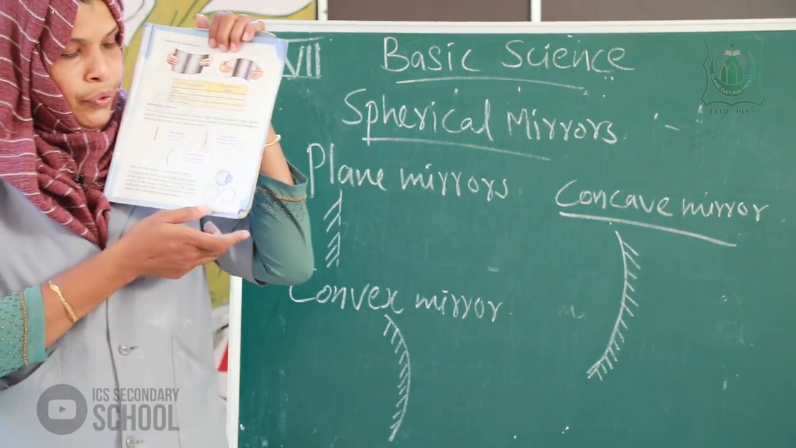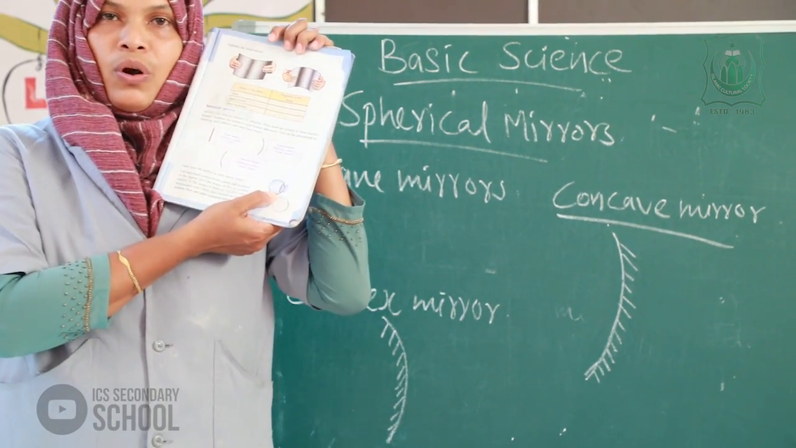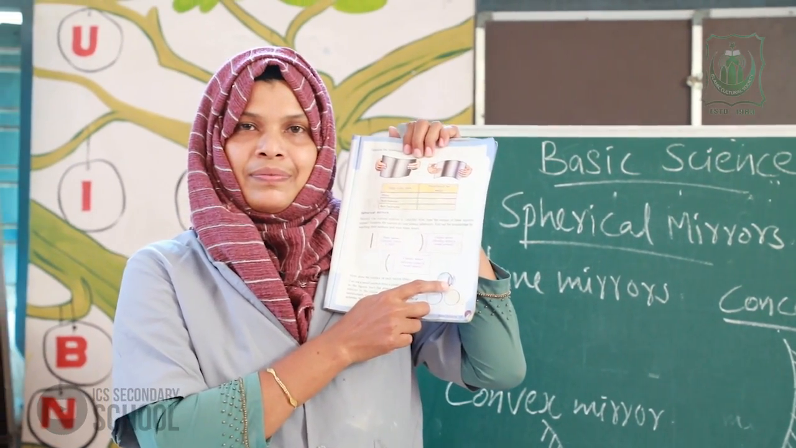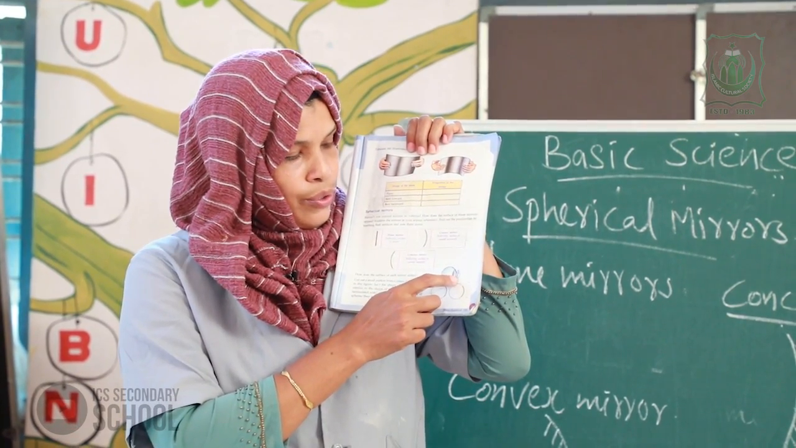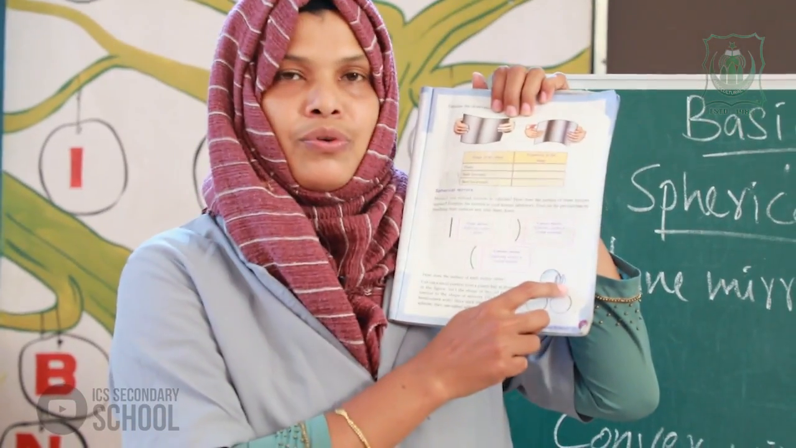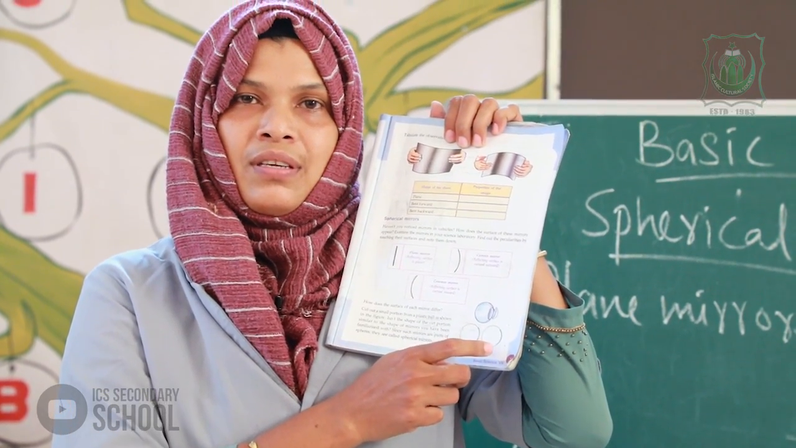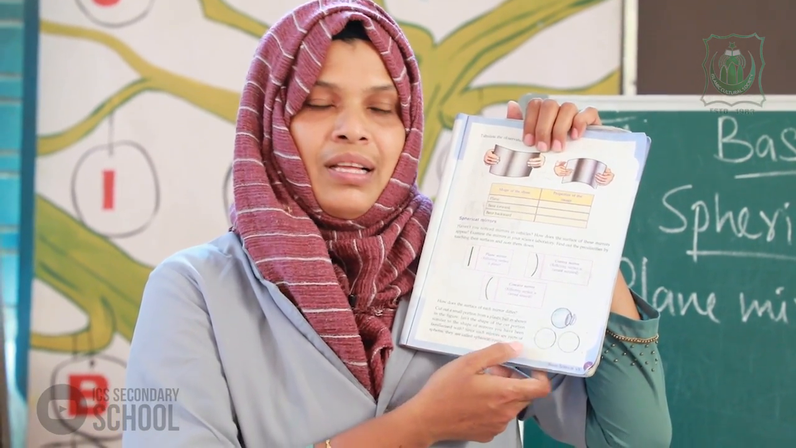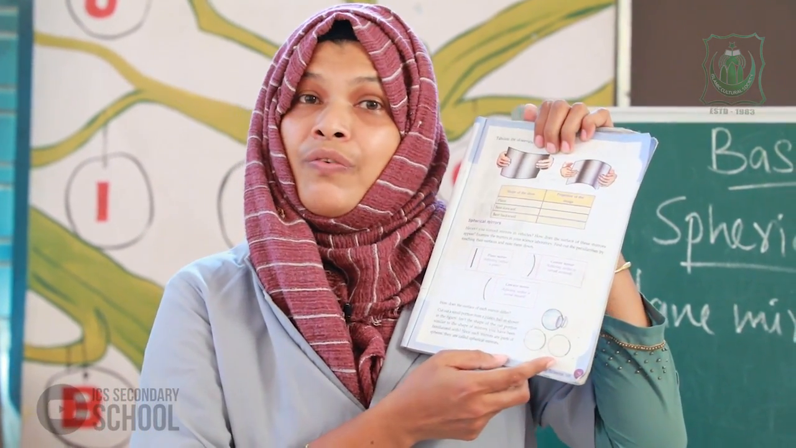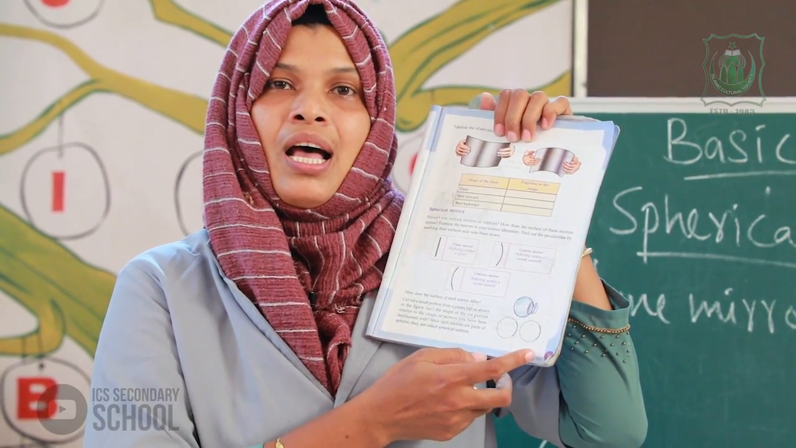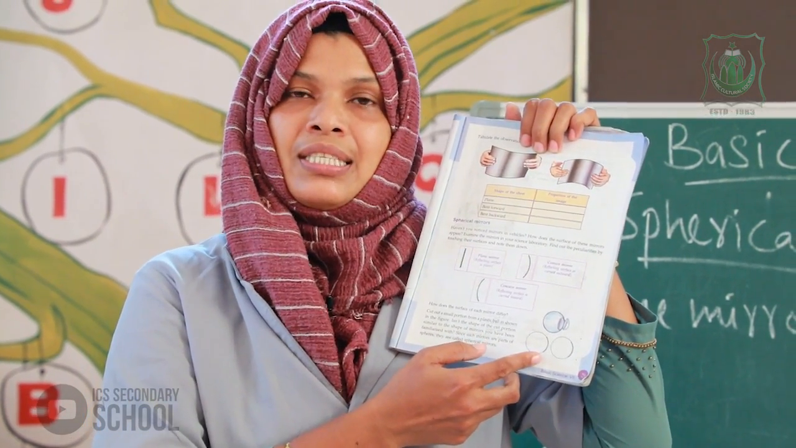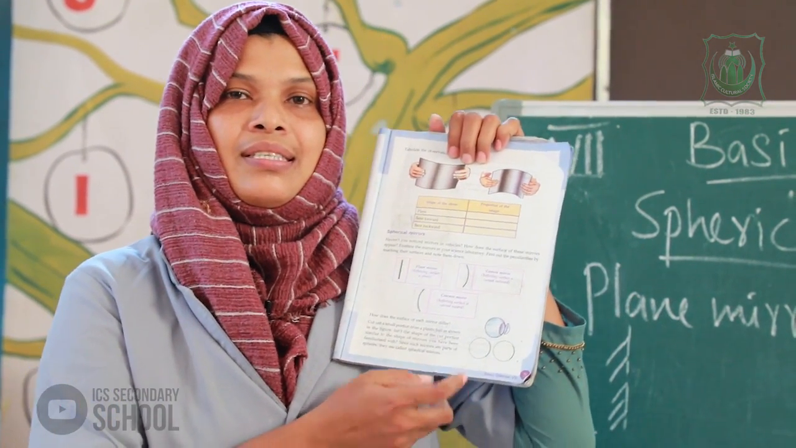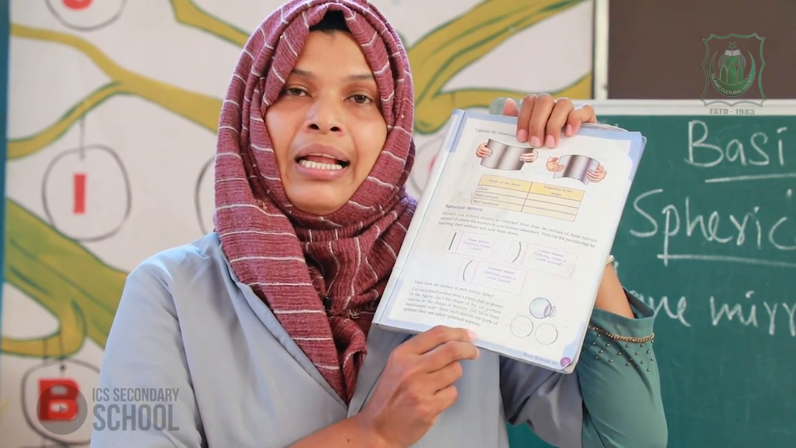Look at the textbook. Here is the activity for you. Take a plastic ball. Then cut a small portion. Then compare that small portion with mirrors. What is your observation? These mirrors are like a part of spheres. Such mirrors are known as spherical mirrors.